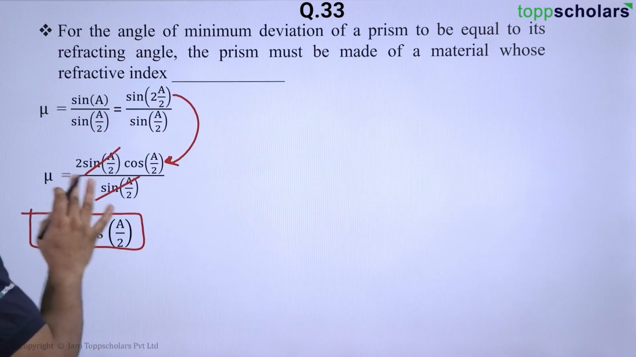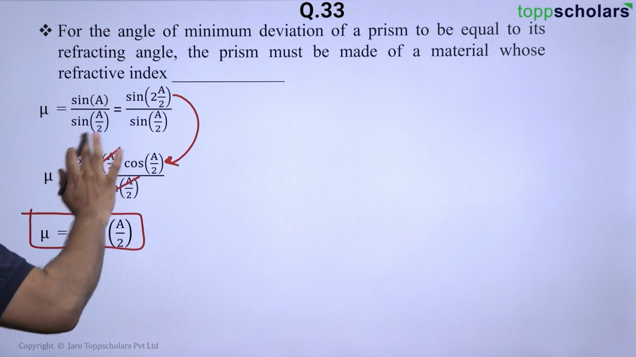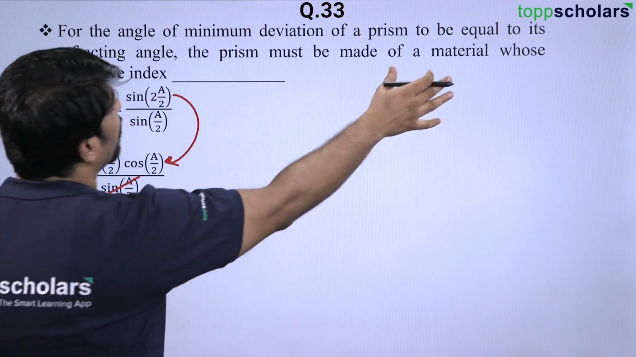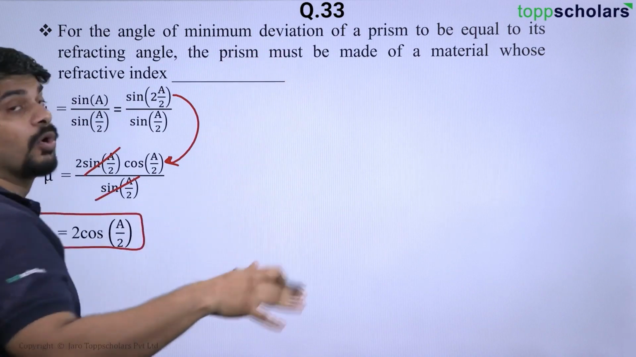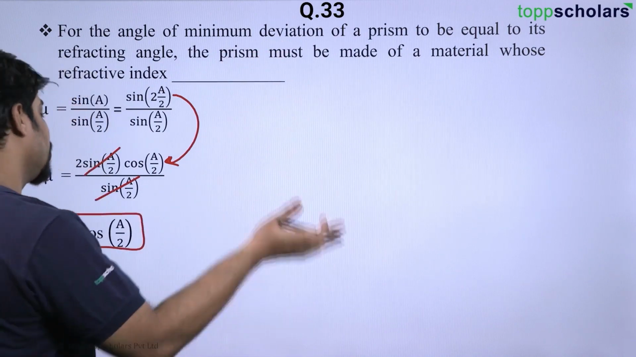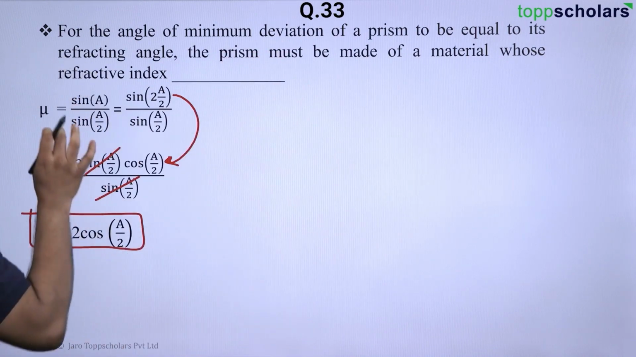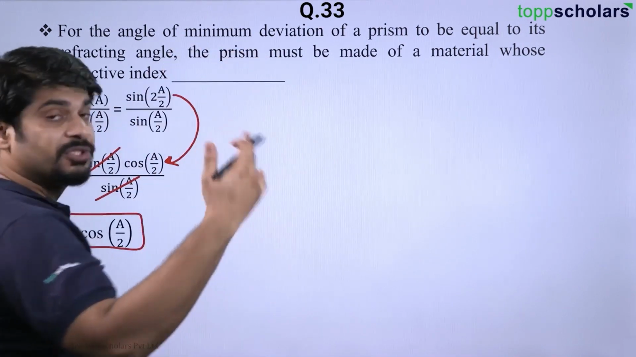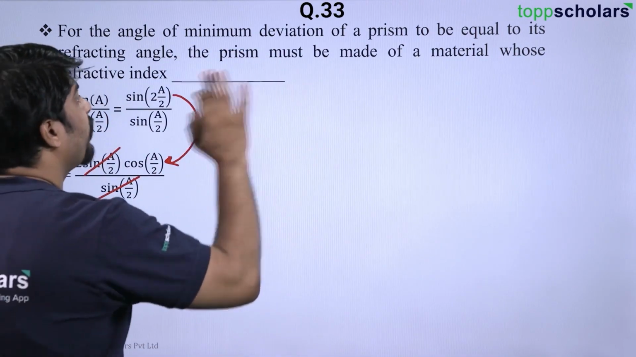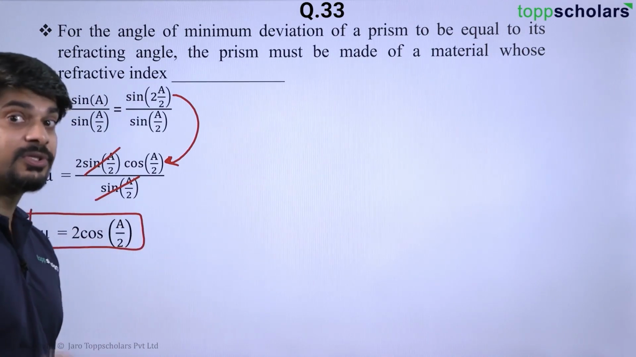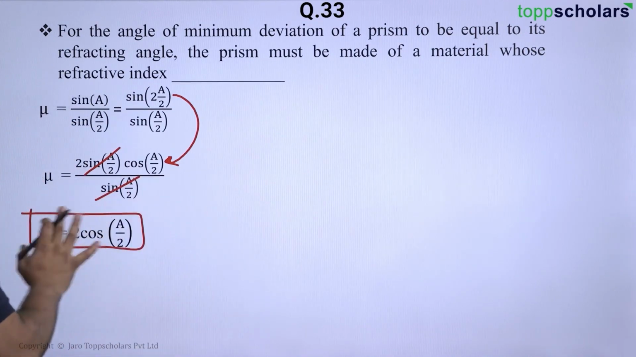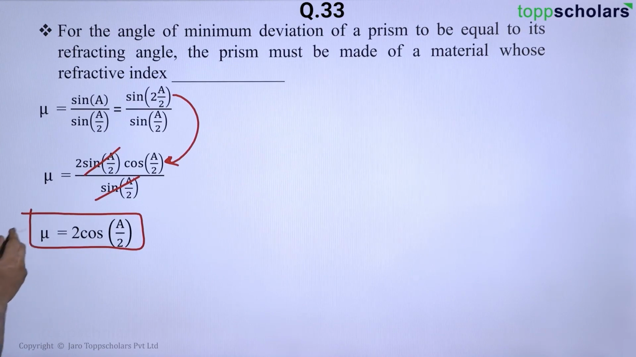Now, the question that has been asked is something like this. We have to find out the range of refractive index such that the angle of minimum deviation is equal to the refracting angle. So already we have put the angle of minimum deviation equal to the refracting angle. Now we have to just find out the conditions from this equation.